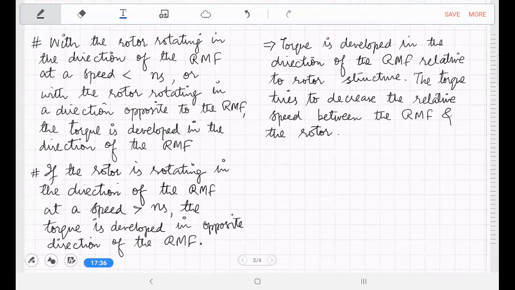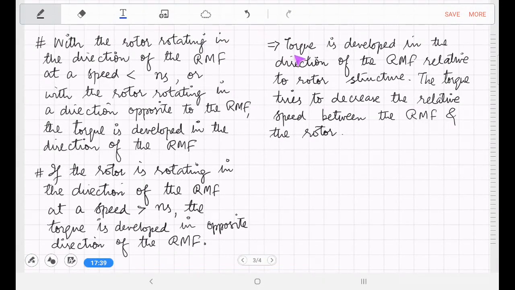And this can be summarized in this statement that the torque is always developed in the direction of the rotating magnetic field relative to the rotor structure. This is to be underlined here: the direction of the rotating magnetic field relative to the rotor structure. The torque developed tries to decrease the relative speed between the rotating magnetic field and the rotor. That means this torque always tries to push the rotor speed to be close to the synchronous speed.